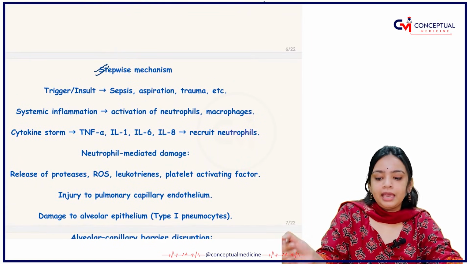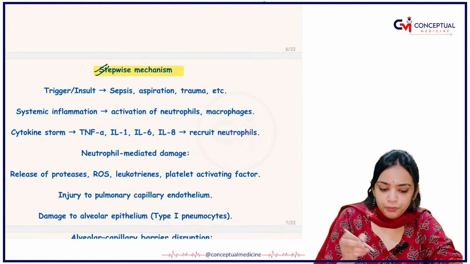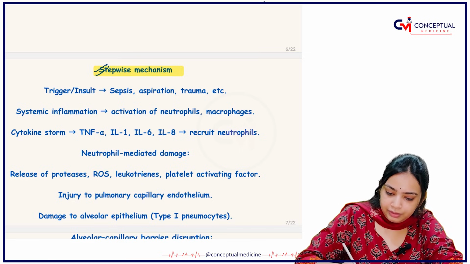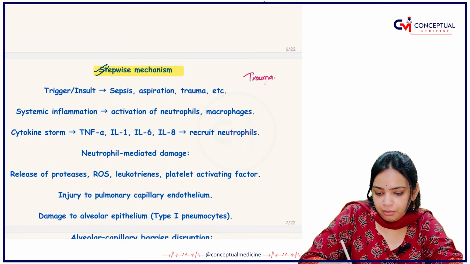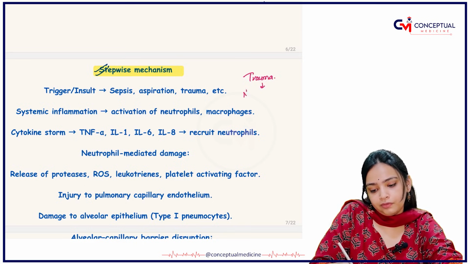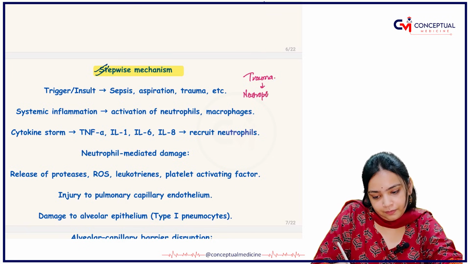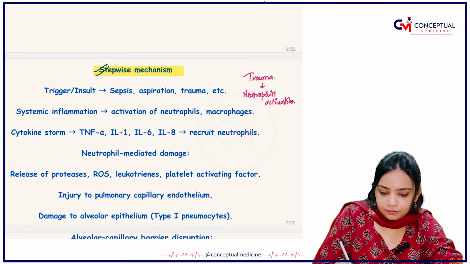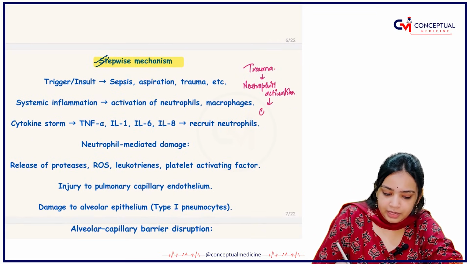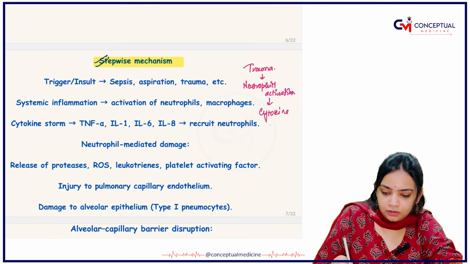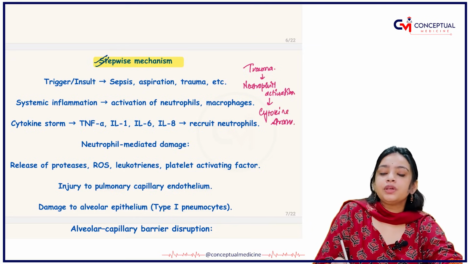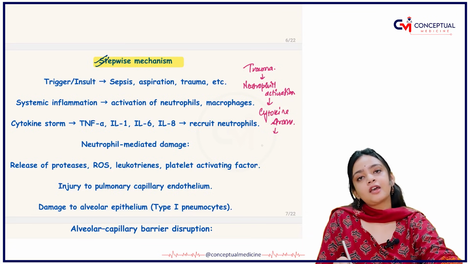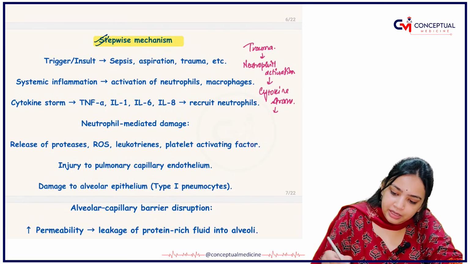So what is the stepwise mechanism? Let me just explain that also. First, there are triggers or insults, like I have told you, there will be trauma. After the trauma, what gets activated? You have neutrophil activation. Then there will be cytokine storms. All the interleukins will get activated and they will recruit the neutrophils. Then there will be damage.